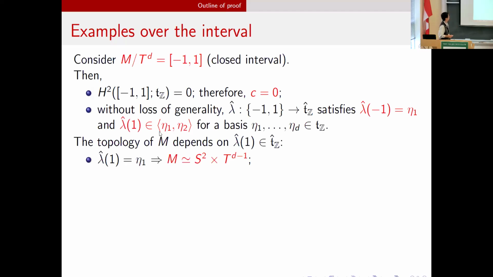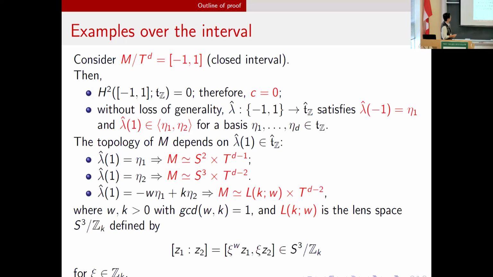For example, if lambda hat 1 is equal to eta 1, then this is a known result. M is diffeomorphic to S2 times T^(d-1). This T^(d-1) is obtained from the last d-1 coordinates of the basis. And if d equals 1, this is exactly the same as a toric manifold. And the next one is lambda hat 1 being eta 2 as a generator. Then M is equivariantly diffeomorphic to S3 times T^(d-2). If d equals 2, this is exactly the same as a moment angle manifold over the interval.